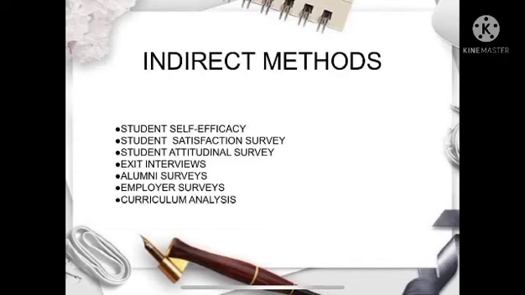So what are indirect methods? There are 7 methods in indirect. First, student self-efficacy. Students have a sense of their own competence. Student self-efficacy involves students rating their perception of their own achievement in particular learning outcomes. Research shows a significant, although imperfect, correlation between actual and perceived competence. What can be problematic are gender and demographic differences in the accuracy of self-efficacy.